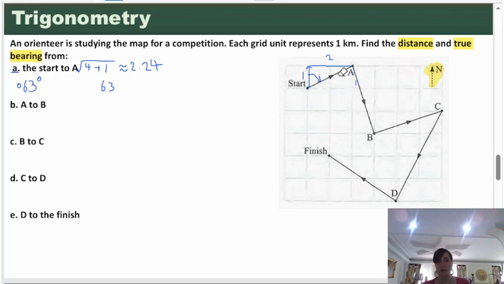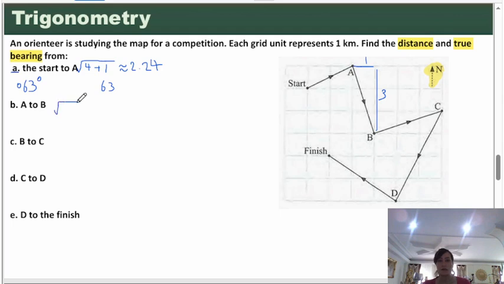For part B, let me erase this image. For part B, A to B, I come 1 unit to the right, 3 units down. To find the distance of this hypotenuse, I take this side to the power of 2, which is 3, and this side to the power of 2, which is 1. And then I will take a root to find the distance. That is the hypotenuse of a right triangle. Always I use Pythagoras theorem.